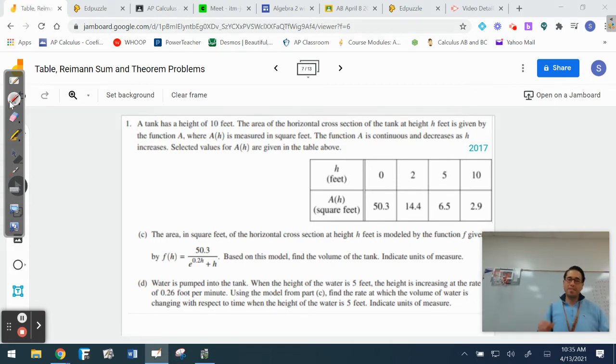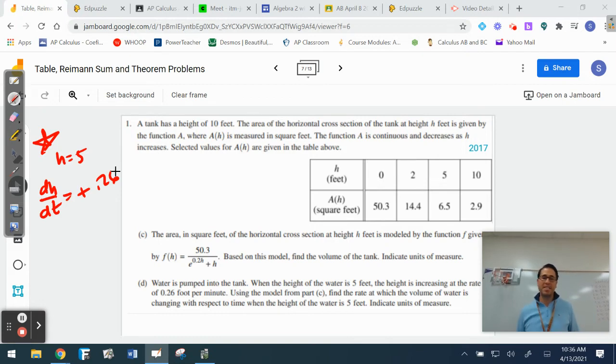Water is pumped into the tank when the height of the water is 5 feet. So when H equals 5, remember I teach you guys to write stuff down. When H equals 5, the height of the water is increasing, dH/dt. So when H is equal to 5, that's at the moment in question. It's increasing, so it's positive 0.26. Remember, if it was decreasing, it'd be negative.